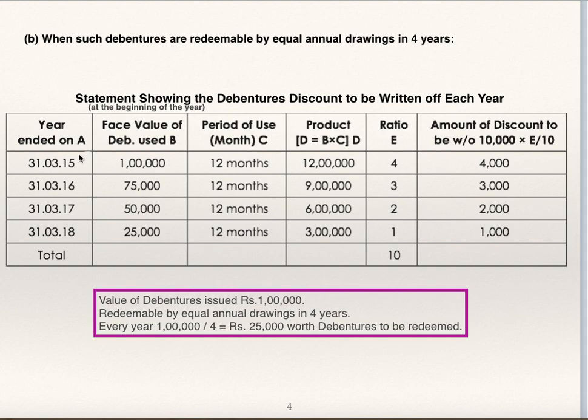I have added here at the beginning of the year, this was the face value of debentures. At the beginning of first year, second year, third year and fourth year, this was the face value of debentures which the company was having. Period in use 12 months, 1 lakh. So this is product 75,000 into 12, 50,000 into 12, 25,000 into 12. Ratio is calculated.